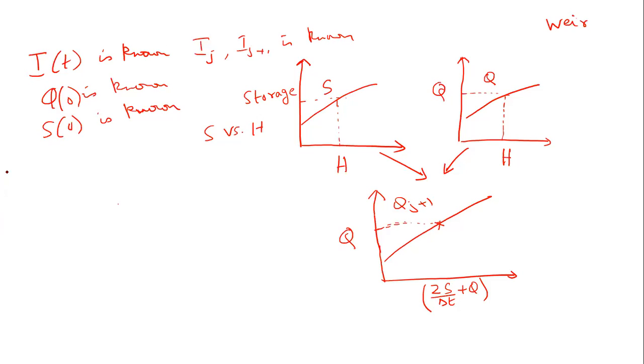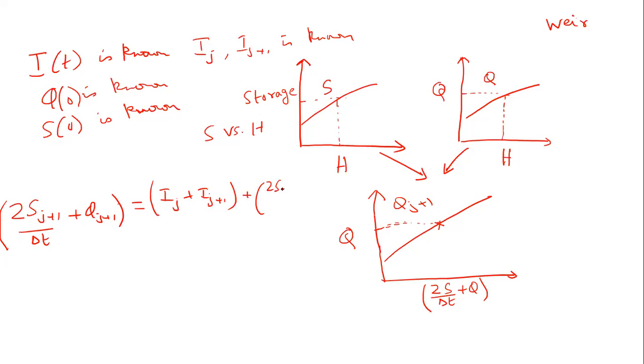Let me again write the equation over here, and then we'll go through it slowly. 2Sj plus 1 divided by delta T plus Qj plus 1, these are the unknowns, all on the left hand side, equal to Ij plus 1 plus 2Sj divided by delta T minus Qj. Everything is known on the right hand side. So I simply put in all the numbers and find out this left hand side number.